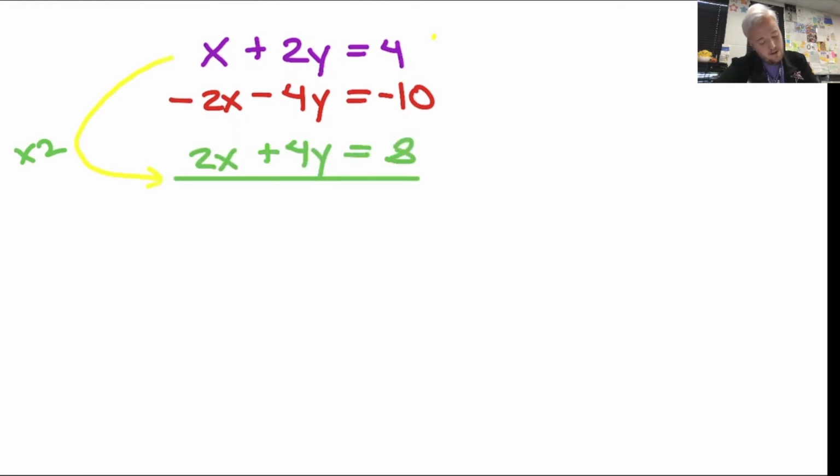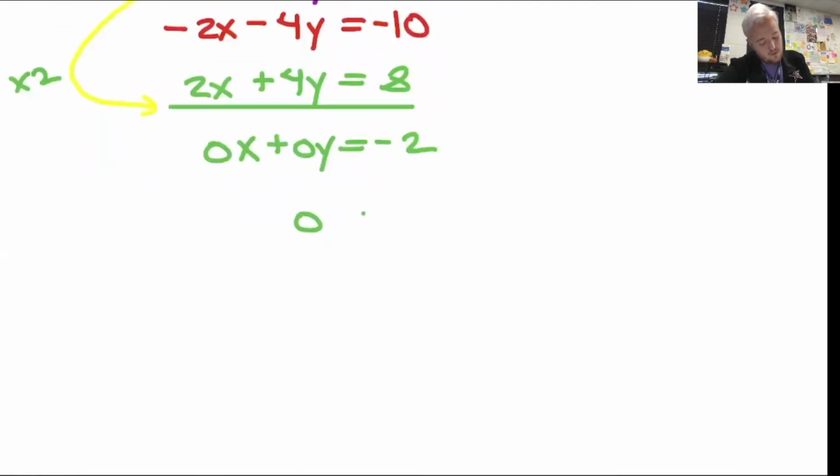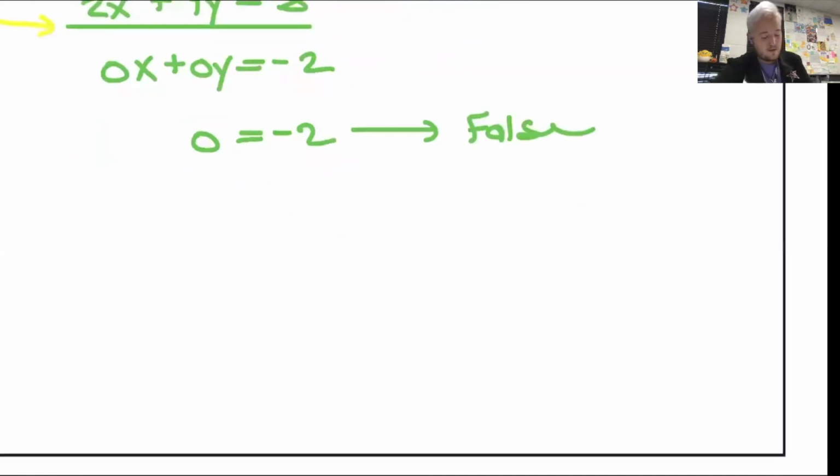So when I eliminate here, that equation's gone. You get 0x plus 0y equals -2, which means you're going to get 0 equals -2, which means that's actually false, because 0 does not equal -2. And because it's false, that means we're going to have no solution.